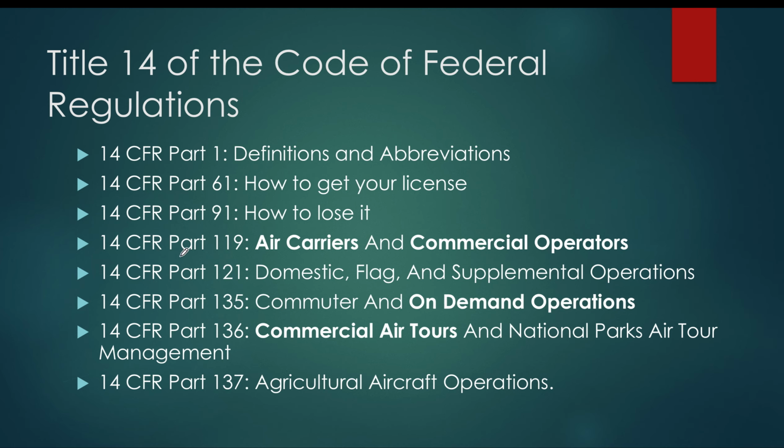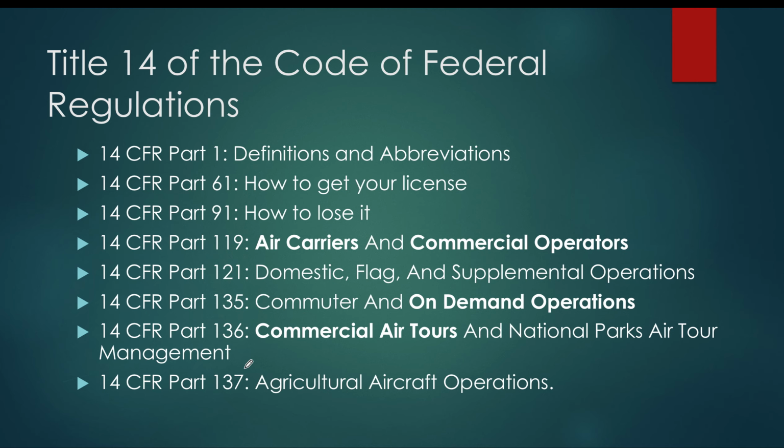For reference here, Part 121 talks about domestic, flag, and supplemental operations, so like your scheduled air carriers, your airlines, and your scheduled cargo haulers. Part 135 is on demand, so you're just hanging out, waiting for people to show up and tell you where they need to go. Think of it as air taxis. Part 136, for instance, talks about commercial air tours and national parks. And Part 137 talks about agricultural aircraft. If you're going to go crop dusting, you have to follow the regulations in Part 137.